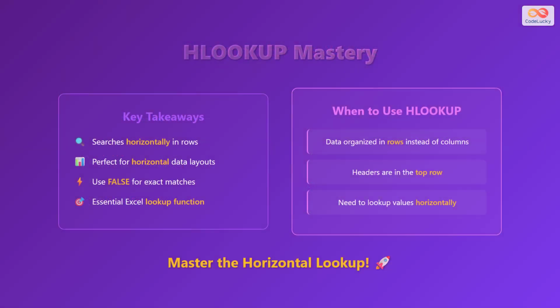Let's recap the key points about HLOOKUP. It searches horizontally in rows, making it perfect for data layouts organized horizontally. Always use false for exact matches, and remember that HLOOKUP is an essential Excel lookup function. Use HLOOKUP when your data is organized in rows instead of columns, when your headers are in the top row, and when you need to look up values horizontally.